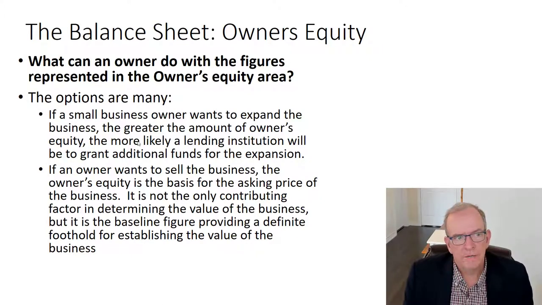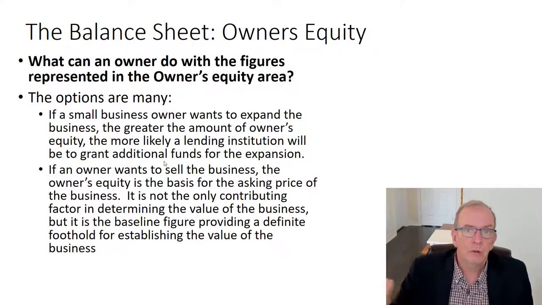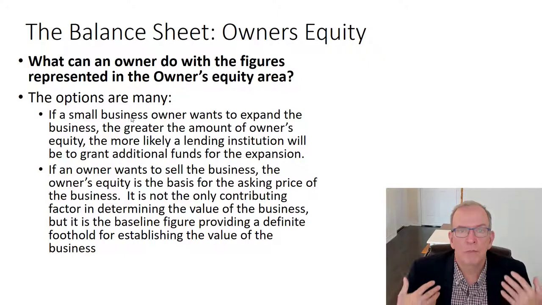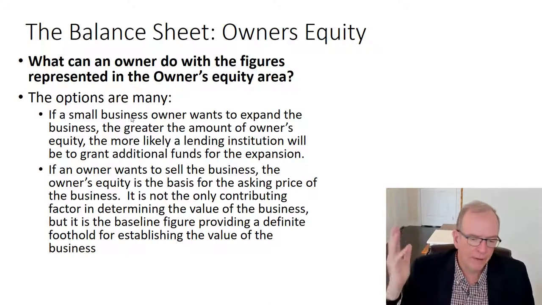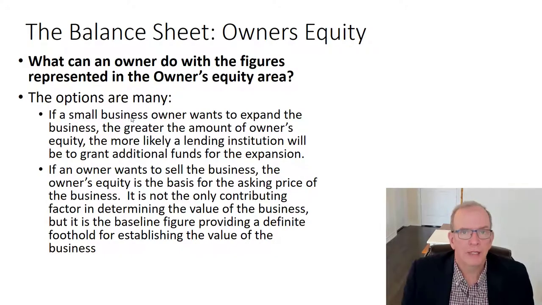Looking at the figures, if a small business owner wants to expand the business, the greater the amount of the owner's equity, the more likely the lending institution will be to grant additional funds. They want some skin in the game. And if they don't get it from the business itself, they'll probably want you to mortgage your house or put up some other assets, or get a cosigner or something of that nature. Banks do not like to lend money when there's moral hazard. Moral hazard means, I'm a business owner, oh, I'm just going to borrow it, and if I go bankrupt, that's okay, I borrowed it from the bank, not my problem. Banks do not like that, right? Nobody likes that if you're giving somebody money.